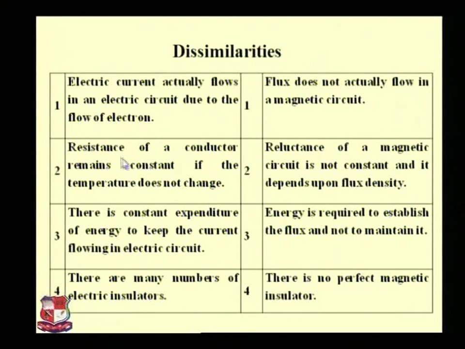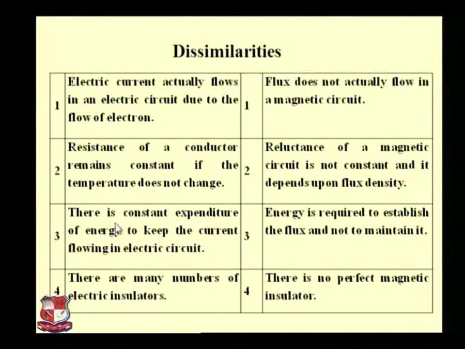Second, resistance of a conductor remains constant if the temperature does not change. In a circuit, if the room temperature is not changing, it remains constant, then there is no change in the resistance value. But the reluctance of a magnetic circuit is not constant and it depends upon the flux density. If flux density is large, then reluctance is large. If flux density is less, then reluctance is less. So reluctance depends on flux density, it does not remain constant.